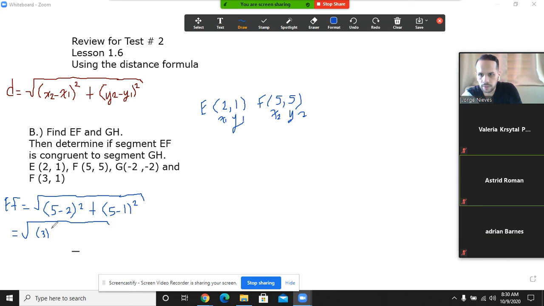And in the other part, or the other side, what happens? 5 minus 1. 5 minus 1. 4, okay? 4 to the square, okay?